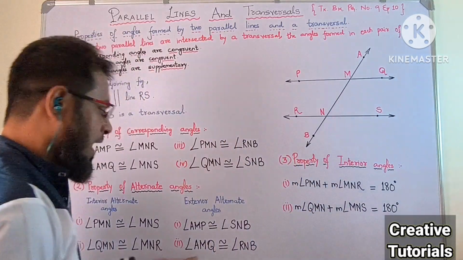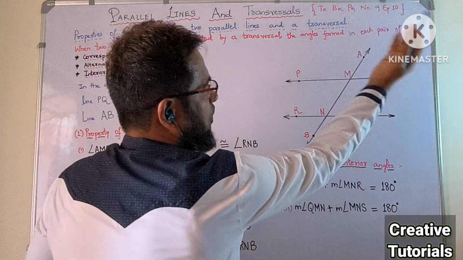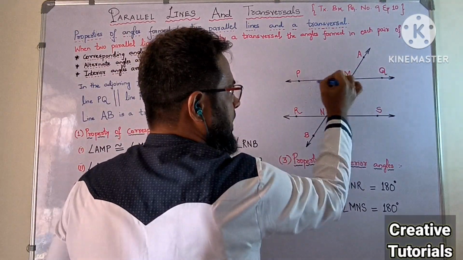And the second pair is angle AMQ, this side of the transversal, AMQ. You see, this is a line.